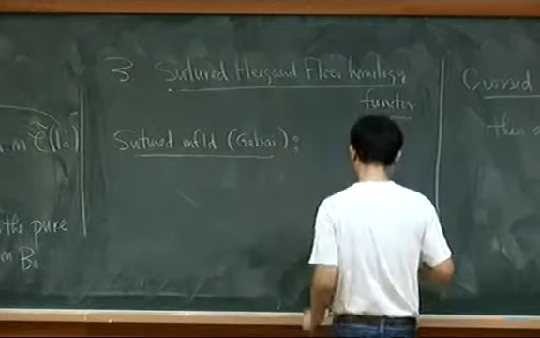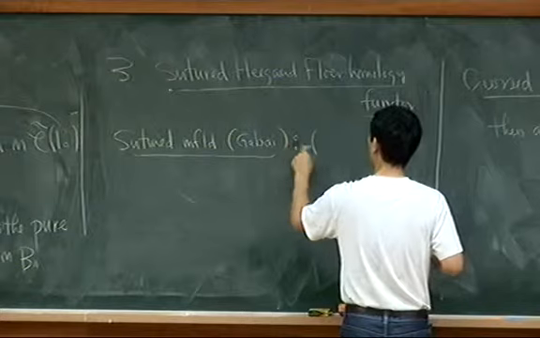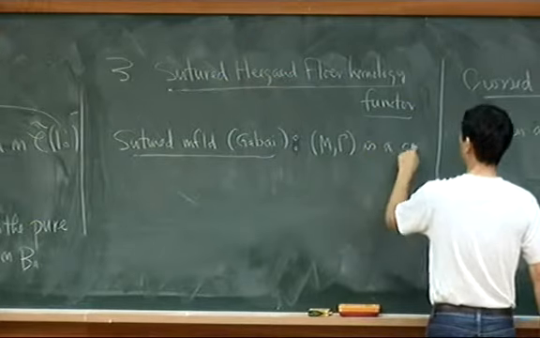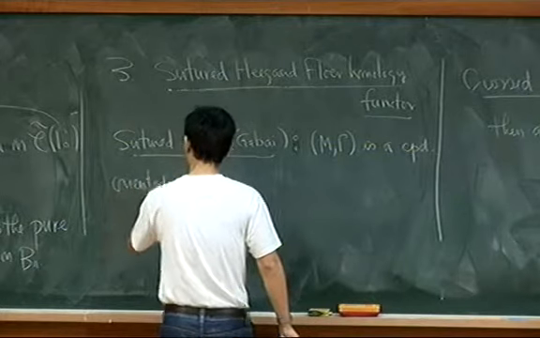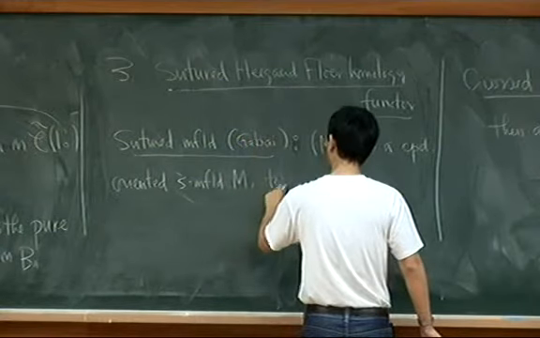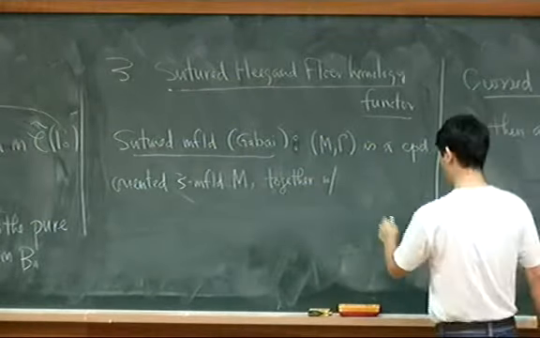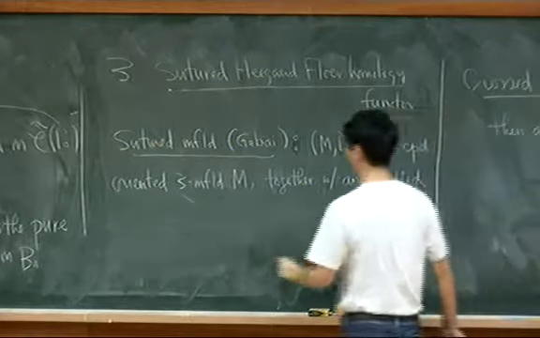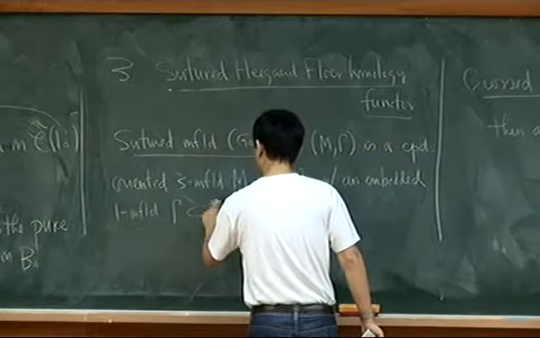So what is this? A sutured manifold (M, gamma) is a compact oriented 3-manifold M, together with an embedded 1-manifold gamma on the boundary of M.